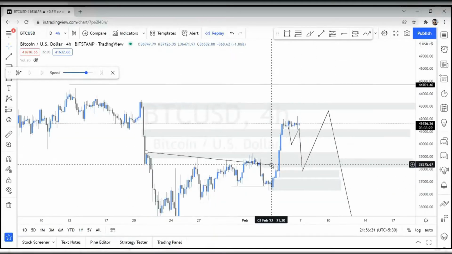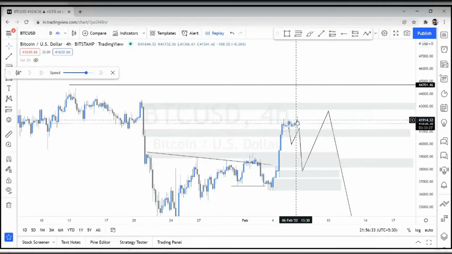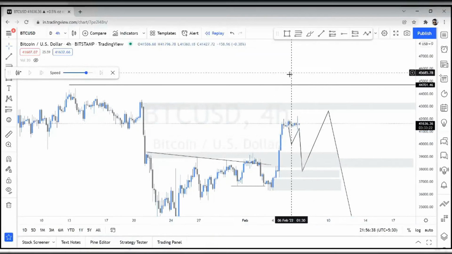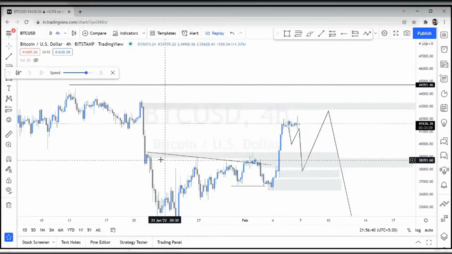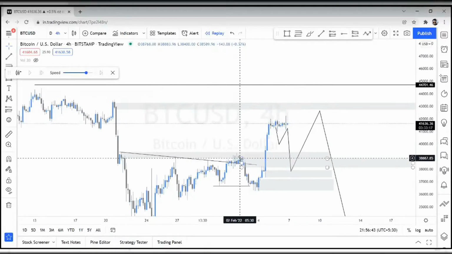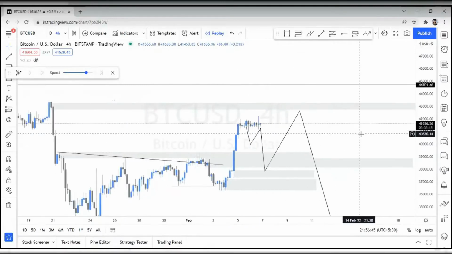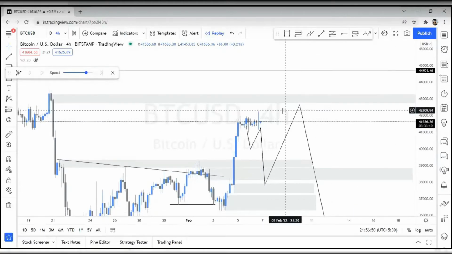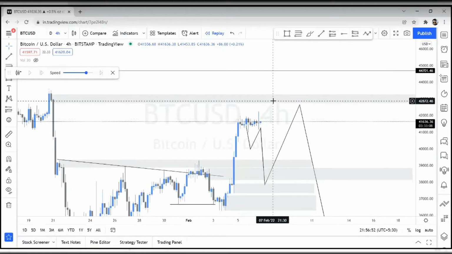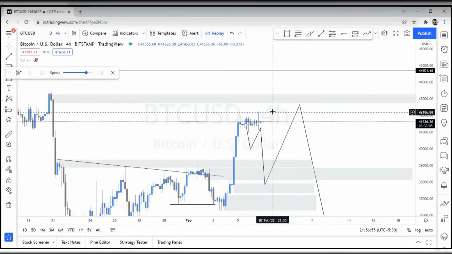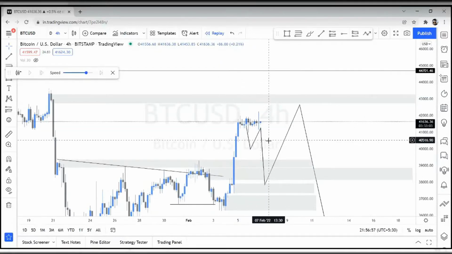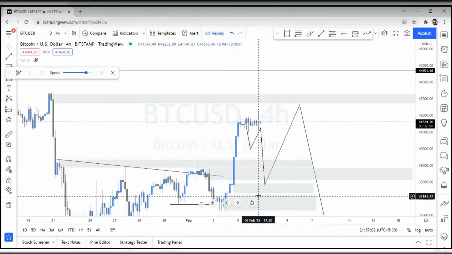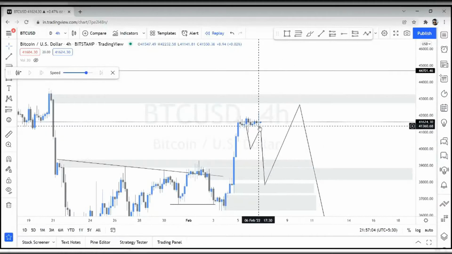So this break of structure, this move up, we should not be surprised, because we're grabbing the liquidity of this trend line, or even the break of this resistance, you can say. So what we can do right now on Bitcoin is, if price moves up here, then we can sell. But if price reverses from here, then you can look for a buy from this zone. So that's what you're going to look for. That is what I'm expecting.